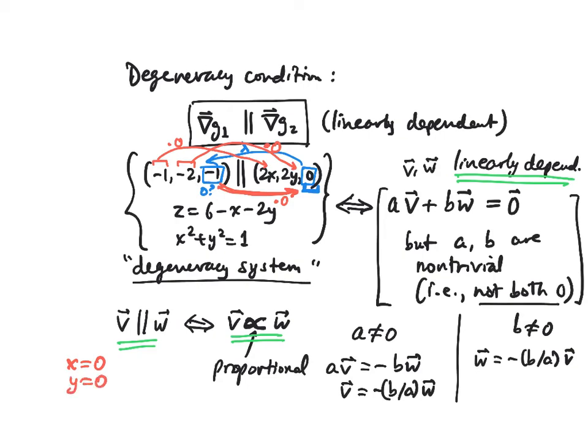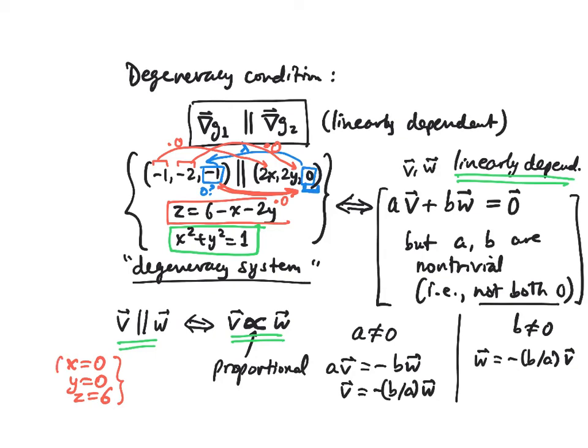Okay? Now once I know x and y are both 0, this constraint tells me that z has to be 6. The thing is that single point that we just found does not satisfy the last constraint. This last constraint is not satisfied by that point because the sum of the squares of x and y is not equal to 1. It's equal to 0 for that point. So in fact, you see that there are no solutions.